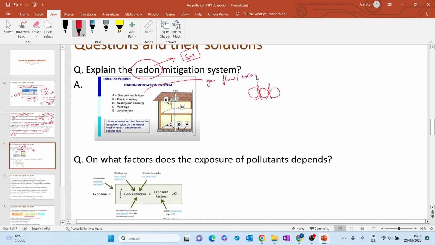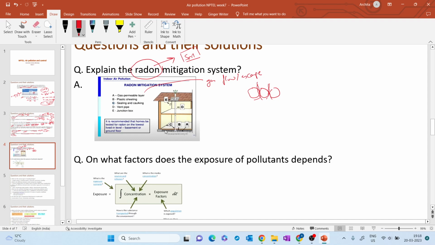Next is plastic sheeting. Plastic sheeting is required because we don't want the gas to enter the house, right? This plastic sheeting is the barrier which makes sure that even though the gas is easily flowing in the gas permeable layer, it will not enter the house. And to make sure that it is a very fixed thing, they provide a seal around this vent. So they have a gas permeable layer, and then this pole sort of structure which helps the gas to escape.